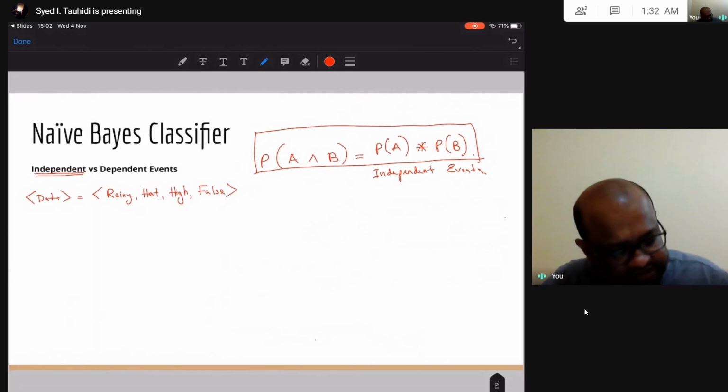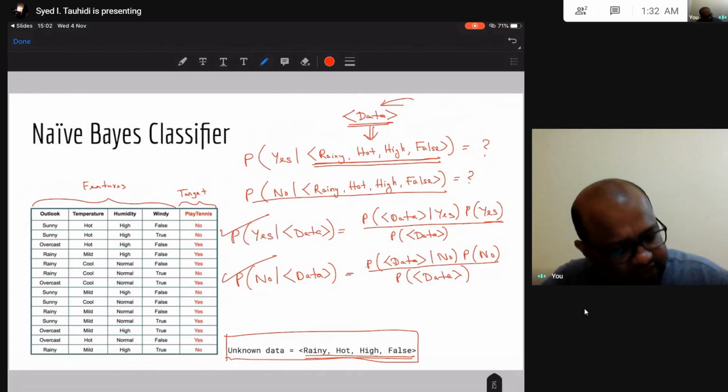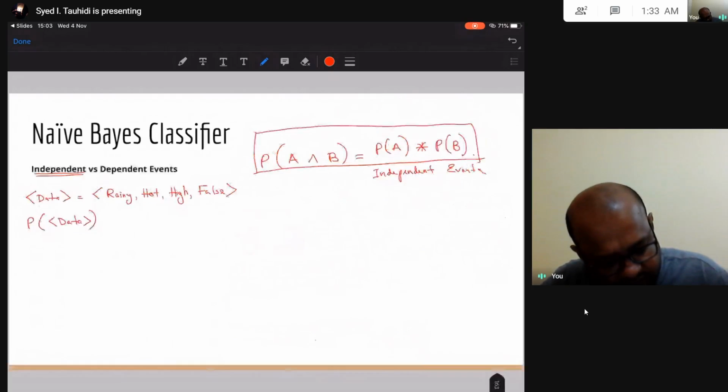And what are the things that I have to find? I have to find the probability of data. This comes in the denominator. This value and this value. And I have to find this as well, this one and this one. So I have to find the probability of data given some class.